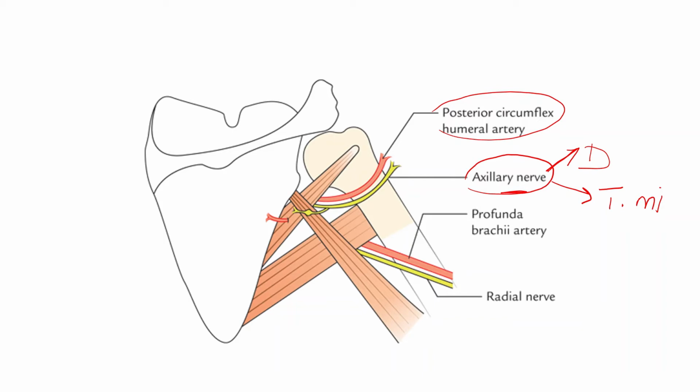Accompanied by the axillary nerve is the posterior circumflex humeral artery, which is one of the branches of the third part of the axillary artery, which is seen in the quadrangular space, and it runs along with the axillary nerve in the surgical neck of the humerus. So this is about the content of the quadrangular space.